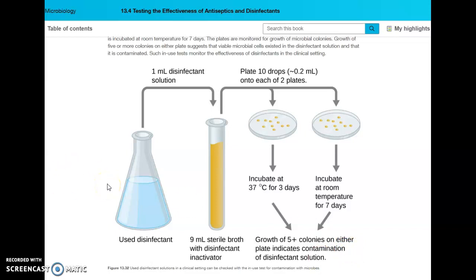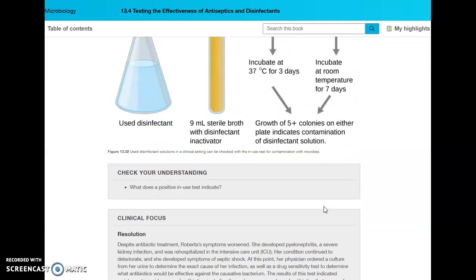And really what this does is it allows us to monitor the use of disinfectant. So if we're using the same disinfectant, are the bacteria growing resistant to that disinfectant? So this is a good test for that.